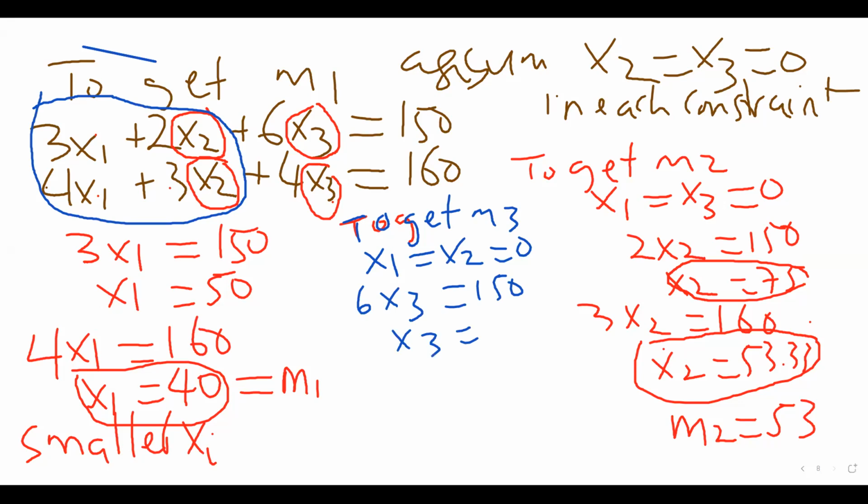What is the value of 150 divided by 6? I think it's going to be a decimal. It's 25. Yeah, 25.